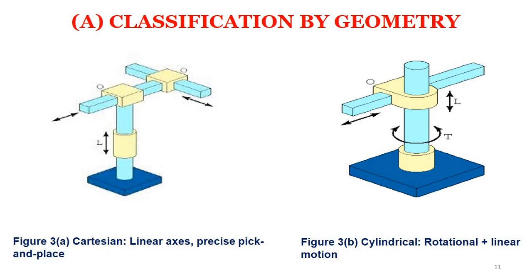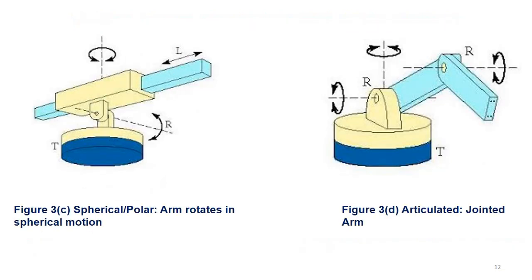A cylindrical coordinate robot has one rotational motion and two linear motions. A spherical coordinate robot, or spherical configuration, has two rotary motions and one linear motion. The fourth one is the articulated robot, sometimes known as a jointed arm robot, in which all joints are rotary joints.